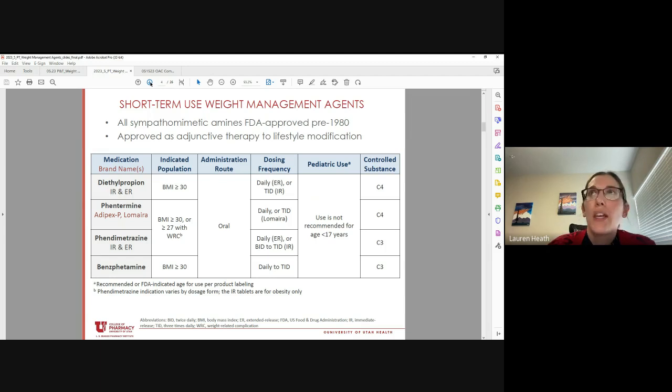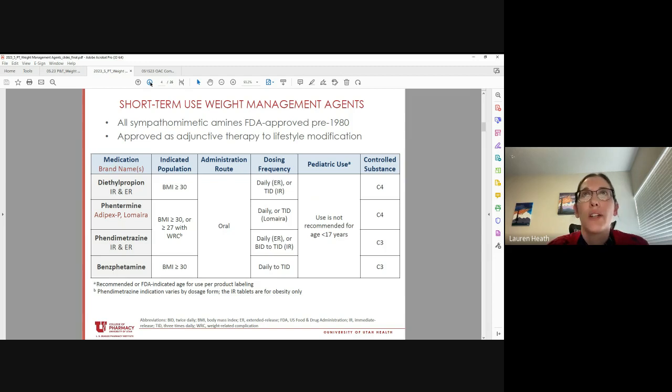Except for one medication, orlistat, weight management agents are thought to work by enhancing satiety or decreasing hunger, leading to reduced caloric intake. The reviewed agents can be categorized into 2 groups based on their FDA-approved duration for use, short-term or long-term. This slide summarizes information about the short-term agents, which are all sympathomimetic amines for oral use and controlled substances. All are indicated for treatment of obesity.